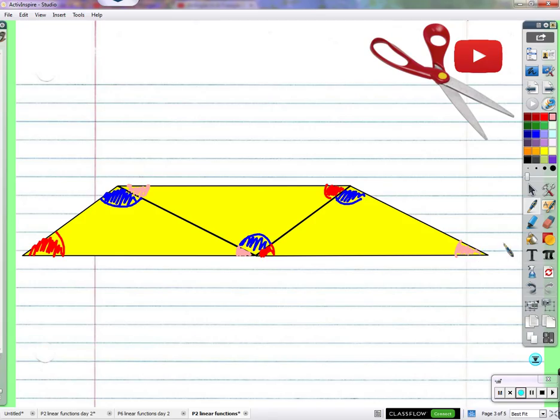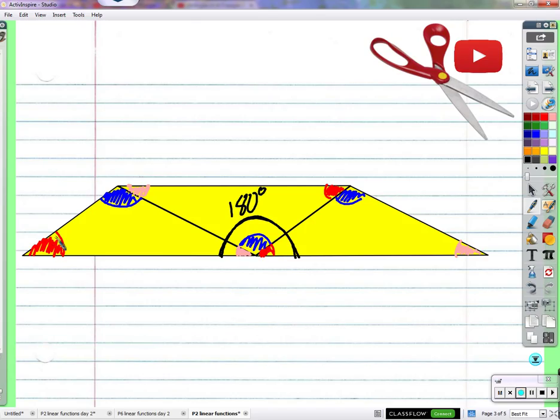The important thing, though, is right here. This black thing that I just drew, how big is that angle? 180. And what do we see? We see the pink angle plus the blue angle plus the red angle is 180 degrees. Pink plus blue plus red, 180.